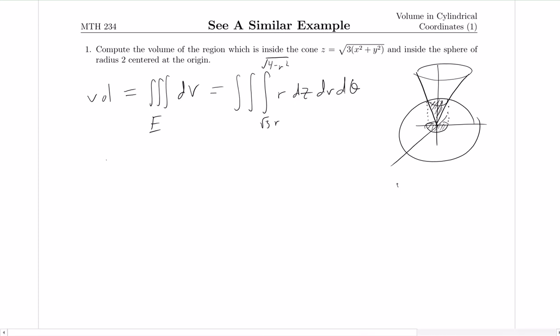So the equation for the cone is z equals square root of 3 r. The equation for the sphere is z equals square root of 4 minus r squared. Now if we square both sides and move things around, we'll see that r is equal to 1. And so this shadow in the xy plane here is the filled in disk of radius 1.